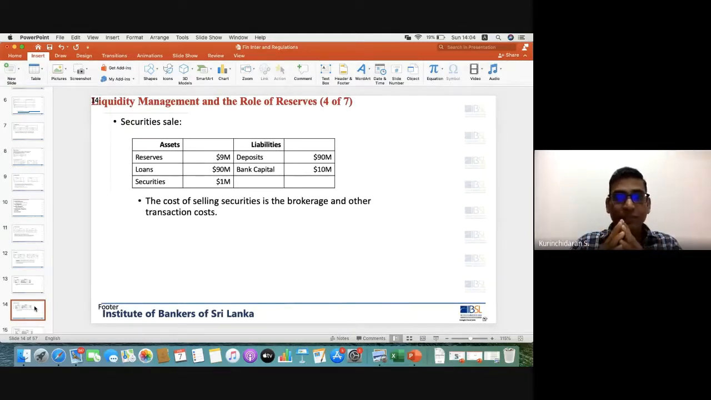Now you can see the balance sheet changes. On the asset side, you can see the securities decreased by $9 million and reserves increased by $9 million, right? Now you can cover the reserve requirement, but you still have to incur cost, right? What is the cost? Maybe one is brokerage, another is other transaction costs, right? Okay, so we saw that if there's a shortfall, you can borrow or you can sell your securities to refill your reserve, right?